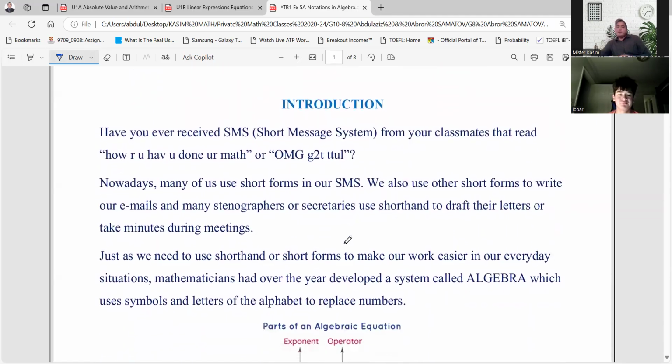Now let's read the introduction. What is algebra? After this, you'll understand that algebra is a tool to solve problems in math. Do you know Al-Khwarizmi? Al-Khwarizmi. No. Really?